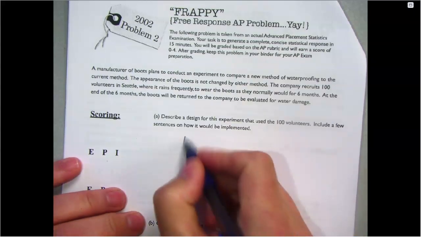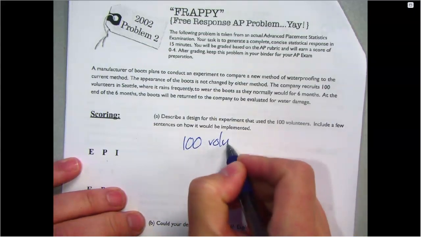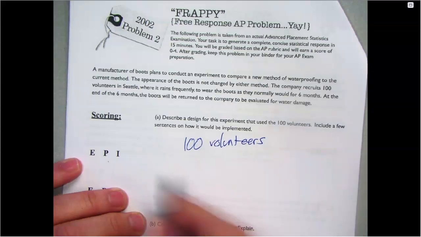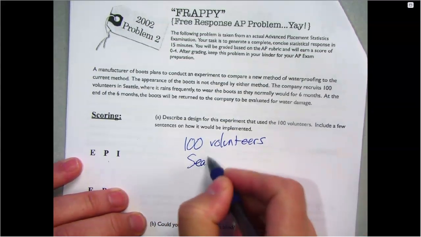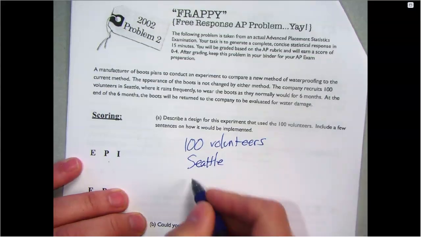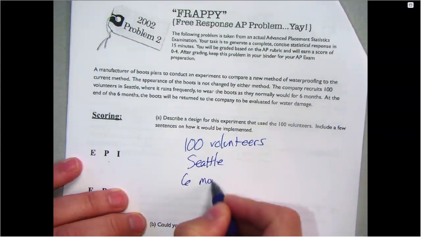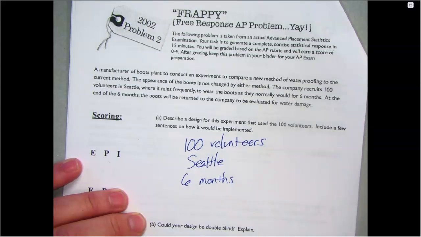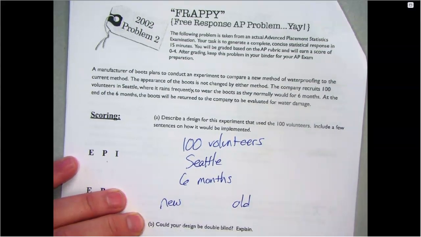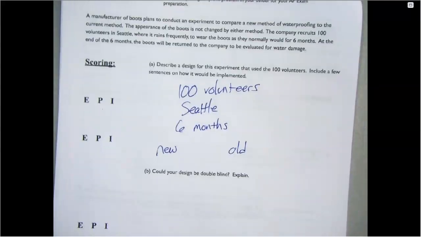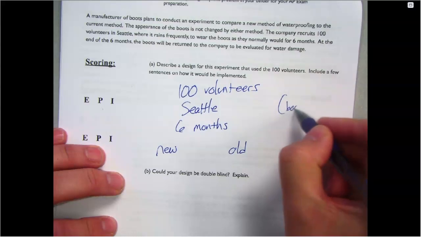We've got 100 volunteers. We're in Seattle. We've got 6 months to work with. And we've got new waterproofing and old waterproofing. So Seattle matters because of the boots. We're dealing with boots. Like, so it's really rainy, right?